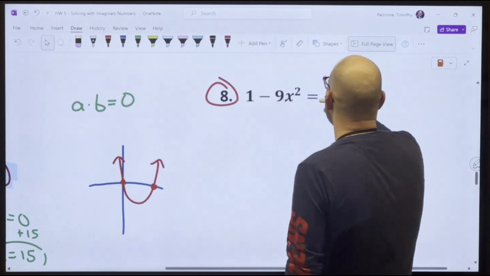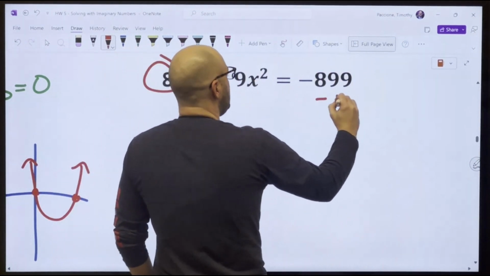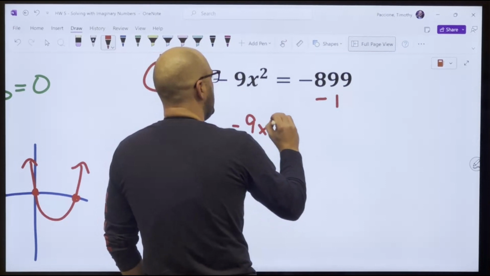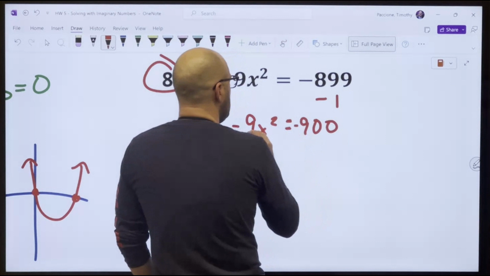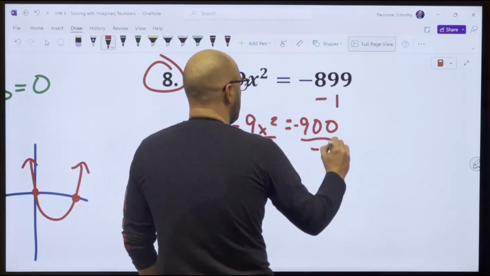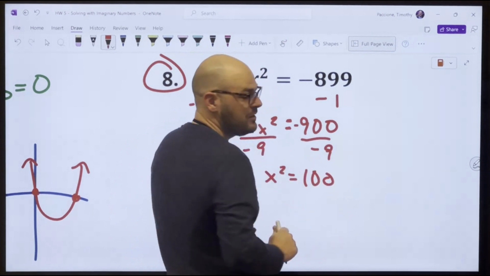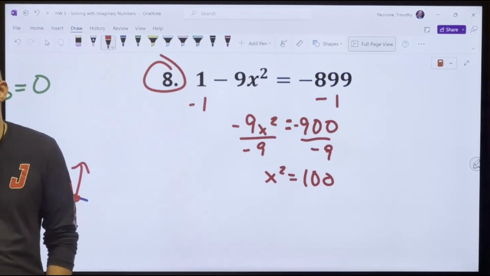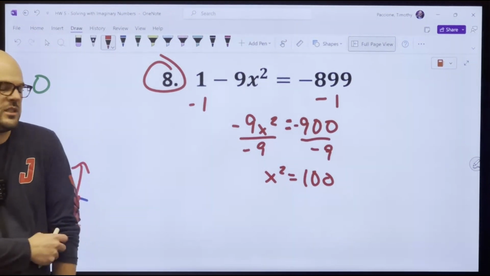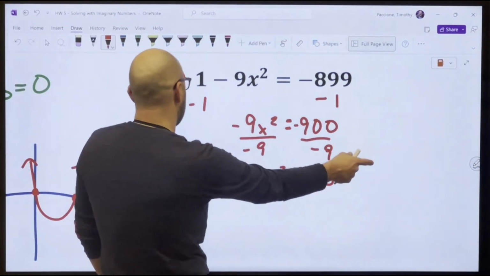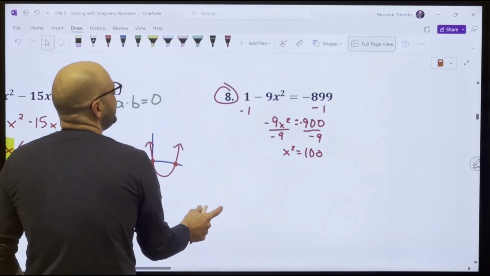Let's see. I'm going to show you how to set this one up, and then we got to move along here. Minus 1 gives you negative 9x squared minus 900. Oh, sorry, equals minus 900. Divide by negative 9, divide by negative 9. X squared, I know I'm going fast, equals 100. Square root both sides, you get plus or minus 10. That one was just weird because it wasn't equal to 0 to start.